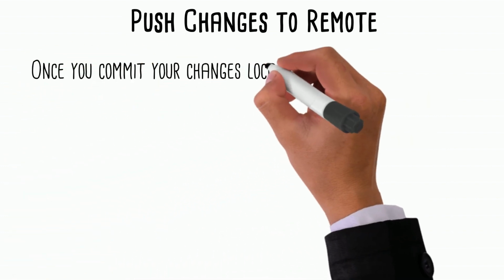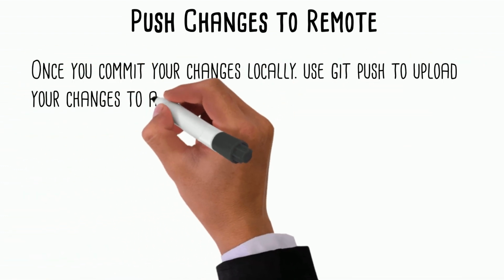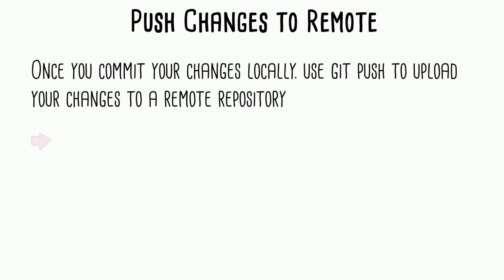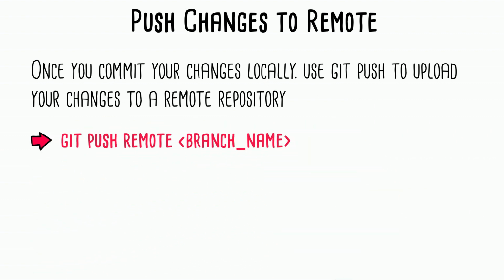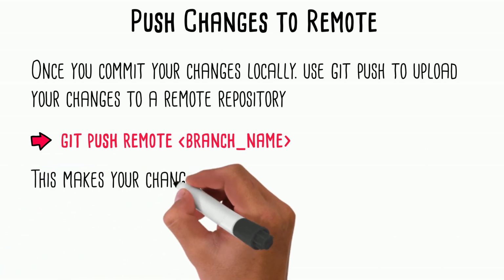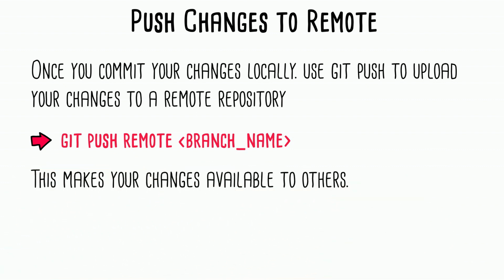Once you are done with the commit, now it's time to push your changes to the Git repository. To do that, we can type git push remote and the branch name you want to push your changes to. Once you do that, your changes will be pushed to your GitHub repo, and on the GitHub repo you will see all the changes reflected there.